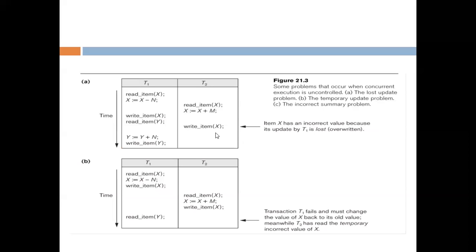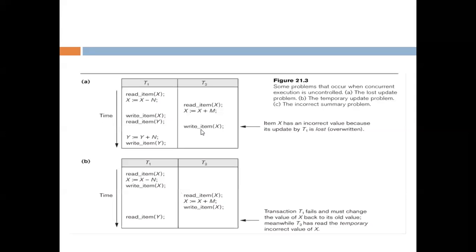So this X has an incorrect value because its update by T1 is lost, because it is overwritten. So the update by T1 is lost over here. So this is a lost update problem.